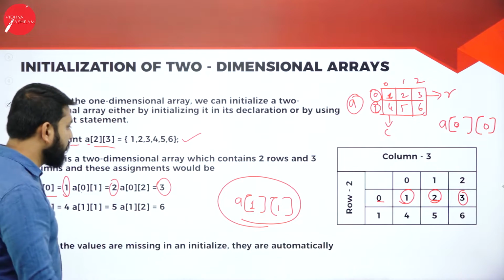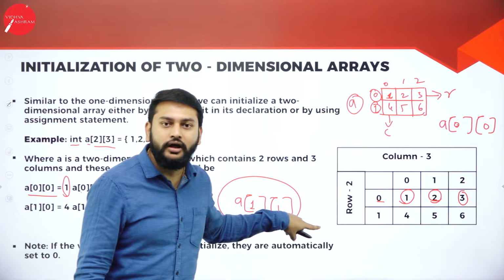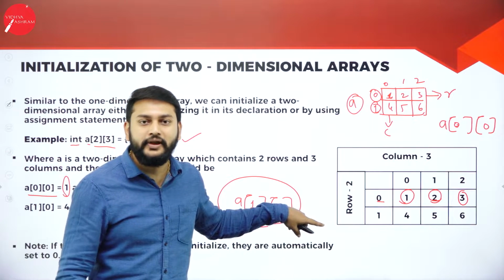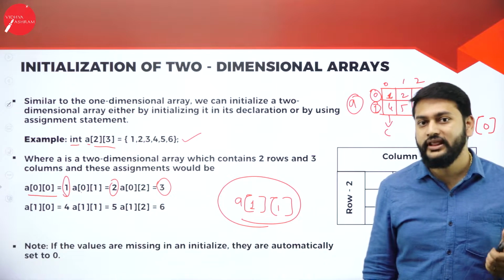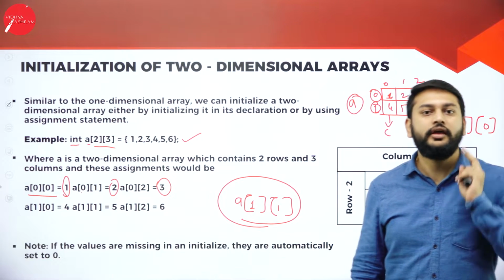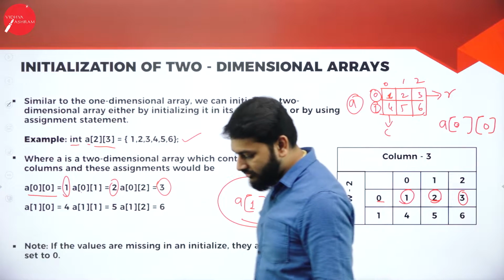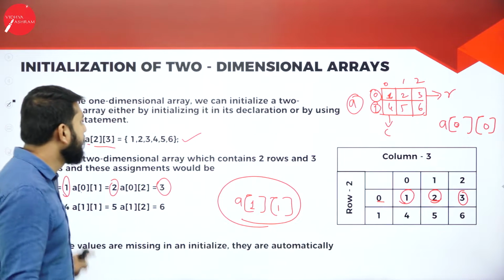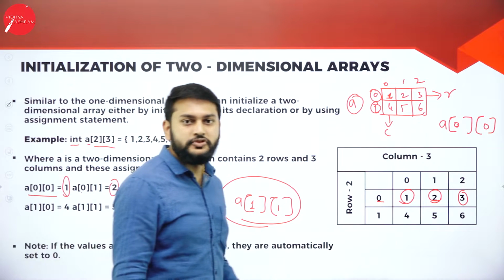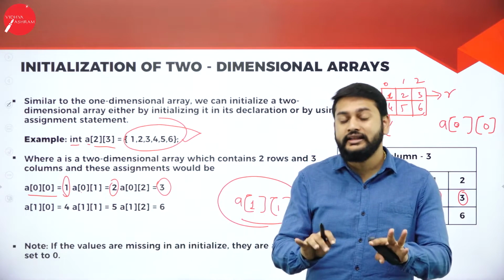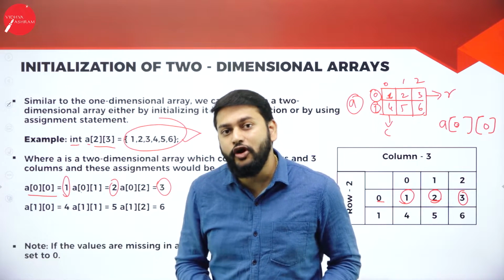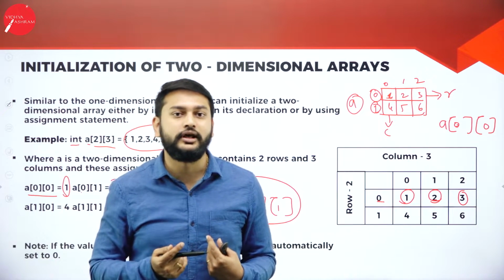Sir, how do we remember this? First row or first column? How does RCB come? Drop the B, just RC, right? So row and column. First row, then column. This is how we access the elements in the two-dimensional array, and this is how we initialize when we are writing the program.